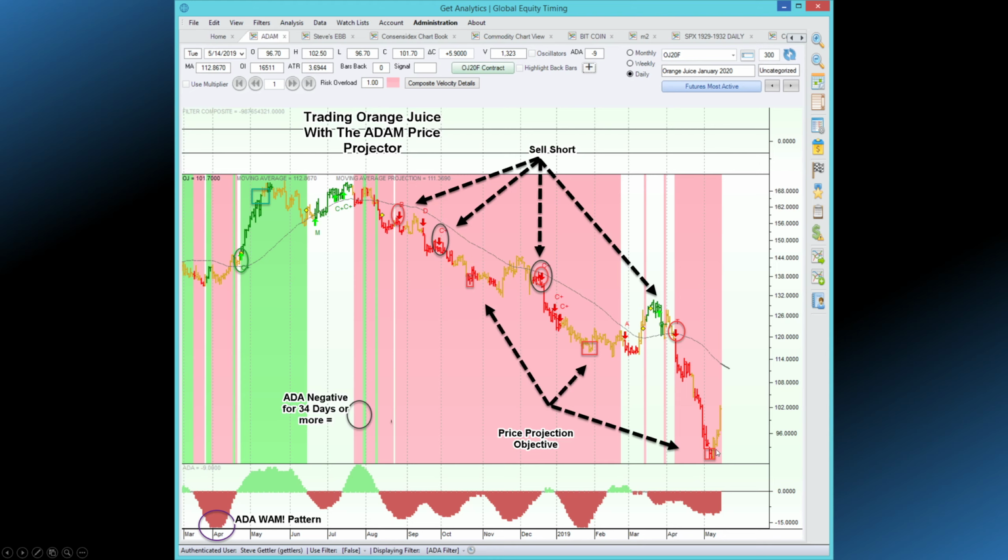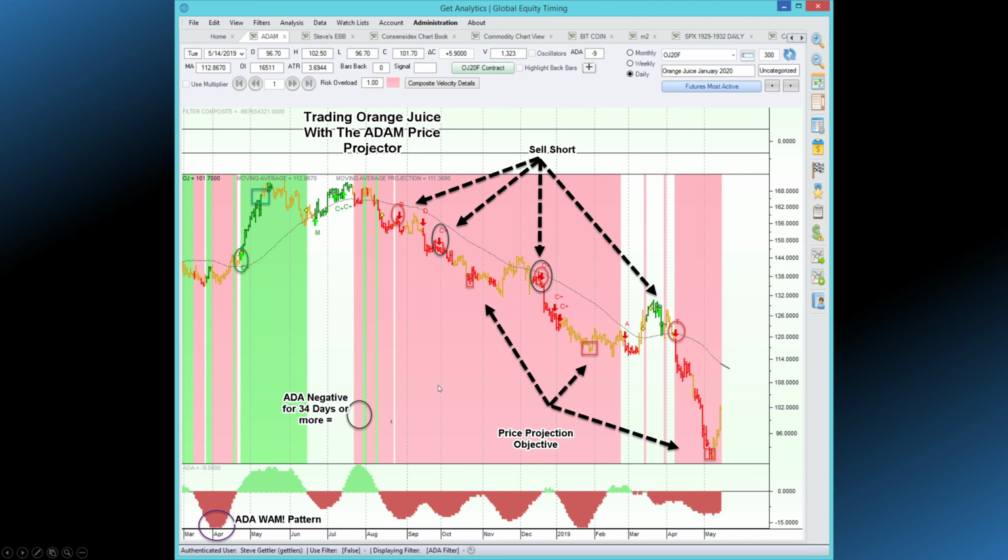Now, is it always this accurate? Well, no. We would own the world if it was always this accurate. Sometimes, in terms of what happens with price, price overshoots the objective, sometimes it undershoots it. But it's astounding how often an advance or decline ends in the area of the Atom price projector. So that's one of the things I want to talk to you about today.